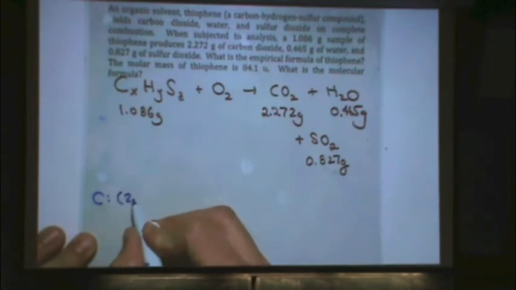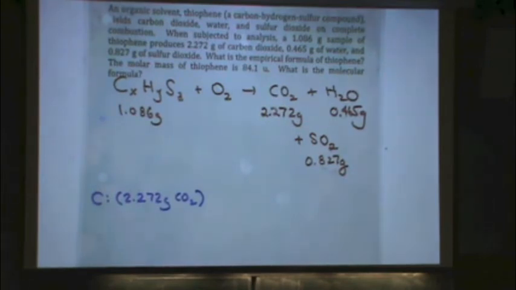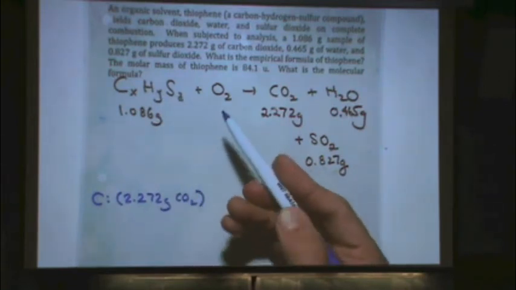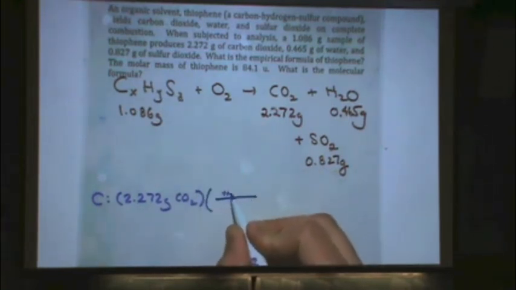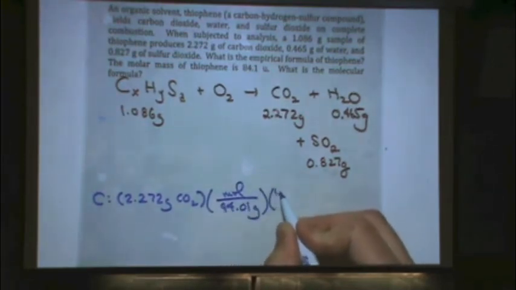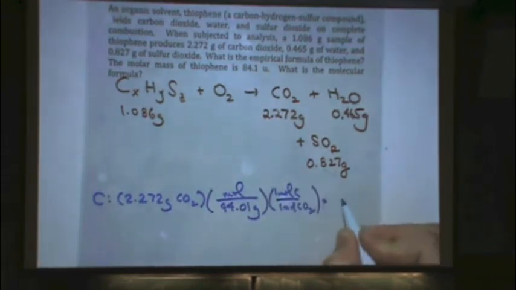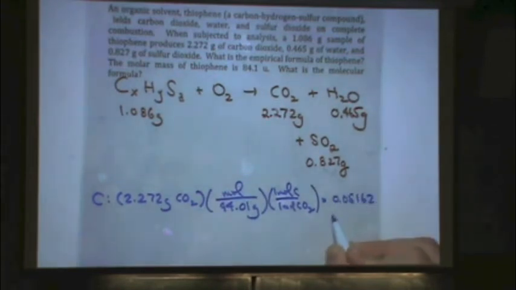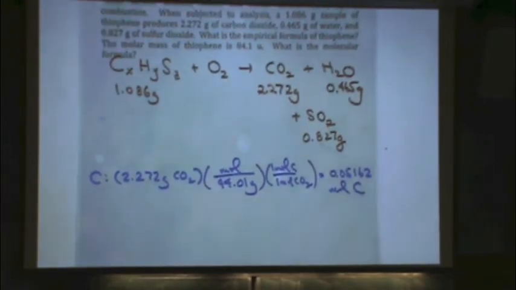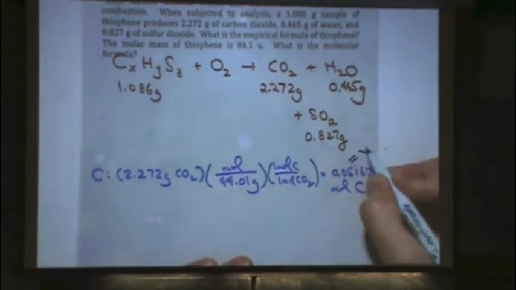Carbon comes from CO2, so 2.272 grams of CO2. What we want to do is find the moles of carbon, hydrogen, and sulfur, and that will represent x, y, and z respectively. So change this to moles. It's 44.01 grams per mole from the periodic table. And then there's 1 mole of carbon for every 1 mole of CO2. This turns out to be 0.05162 moles of carbon. Okay, so we found the moles of carbon. Again, what letter is this going to be? Yeah, this is going to be x.